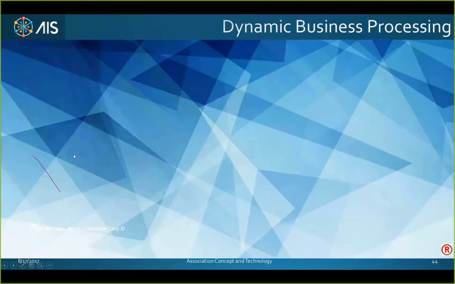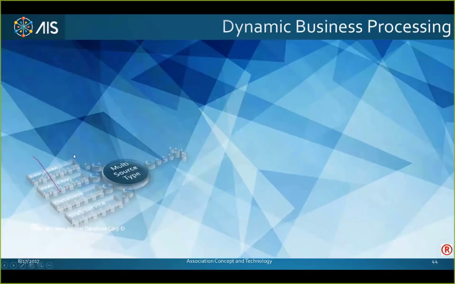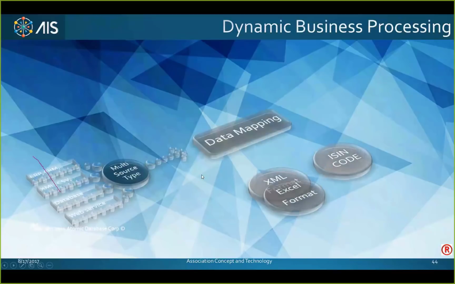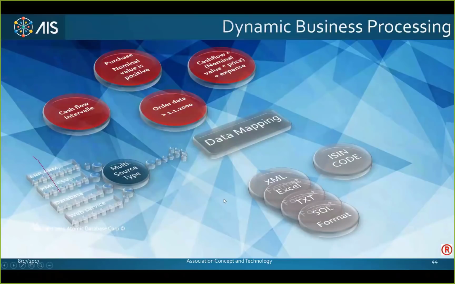So all of these add up to what I call dynamic business processing. So the merger and acquisition or the dispersal of existing companies is easily done now from a data perspective, which has really been the hardest part. So you have a multi-source data type. You can do your data mapping into whatever formats that you choose, and you can then apply whatever business situations that you wish to do and get your results. It's very straightforward.